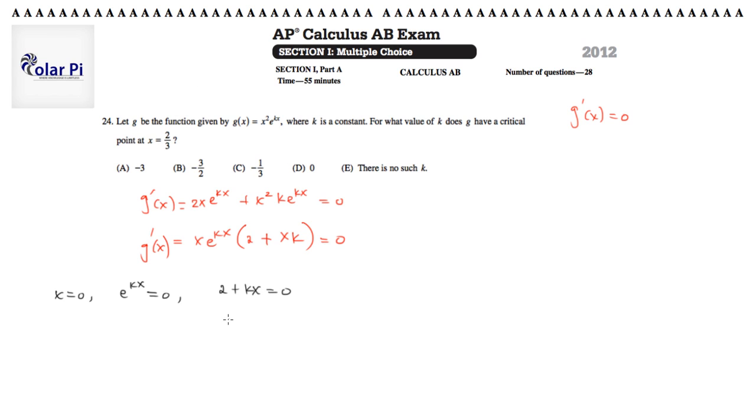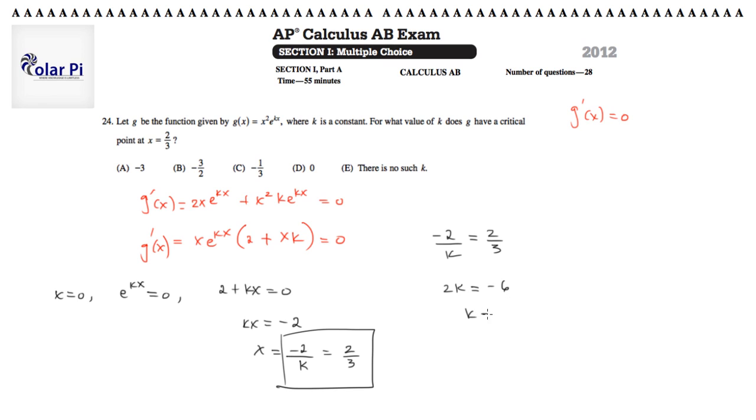So if we try to solve this, we're going to get that kx is going to equal -2. So x would have to equal -2 over k. But we don't want -2 over k. We want 2 over 3. So in other words, -2 over k must equal 2 over 3. So -2 over k equals 2 over 3 could be solved for, and that's going to say 2k is equal to -6, which means that k will have to equal -3.